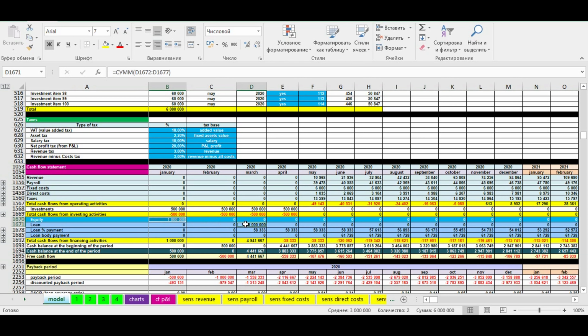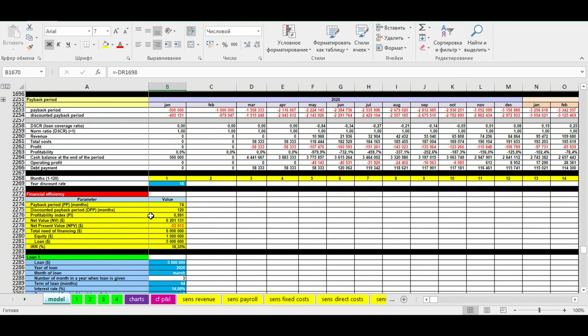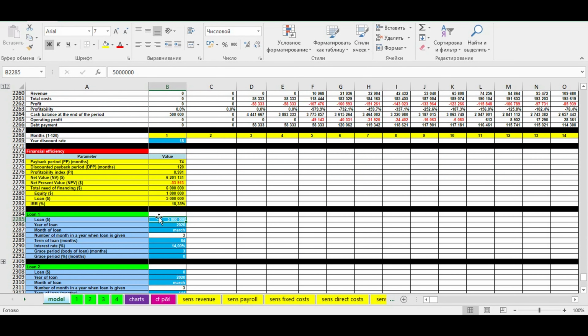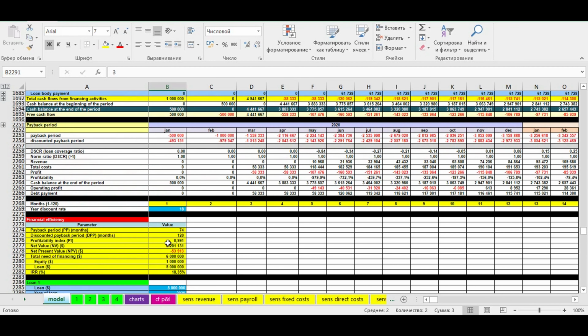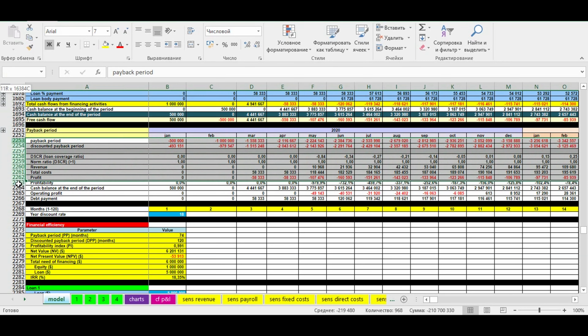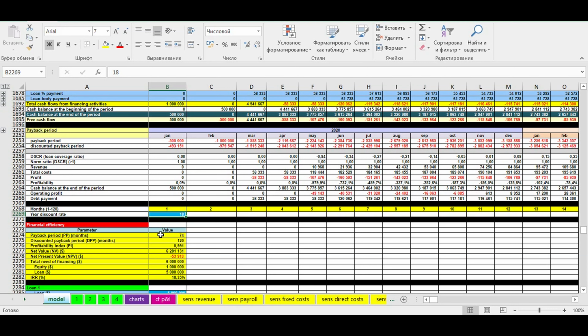the business. If you see that total financing is bigger than the amount of money you have, you can add loan parameters: amount of loan, month and year you get it, loan term in months, interest rate, and grace period for interest and body payment of the loan. After the cash flow statement, we can see lines with profit and profitability. Then you can set a discount rate and look at the final financial efficiency parameters of your hair salon business.